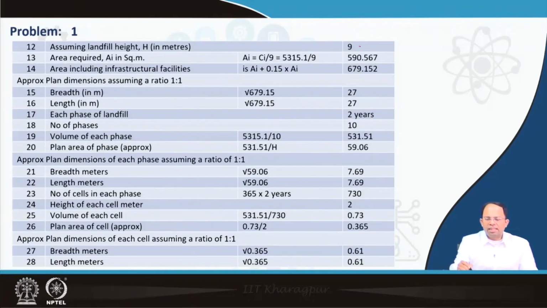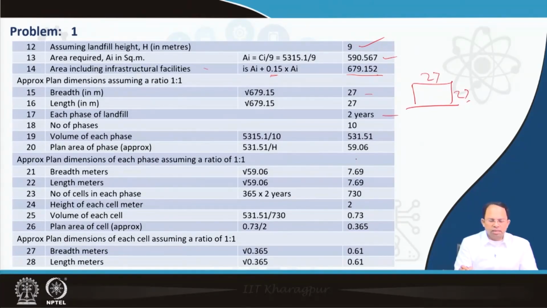Now height is given, which is 9 meters. So area required would be total volume divided by 9, which is 590 square meters. Infrastructure facilities another 15%, so it becomes 679 square meters, right? So the total breadth of the landfill, if I take a squarish landfill site, comes to around 27 meters by 27 meters.